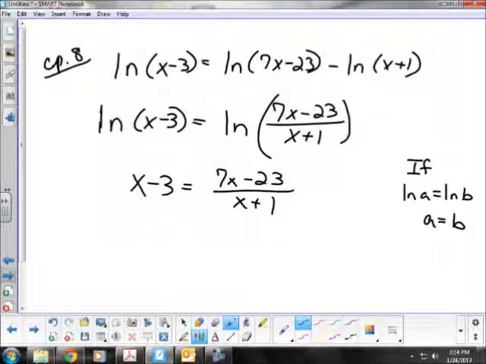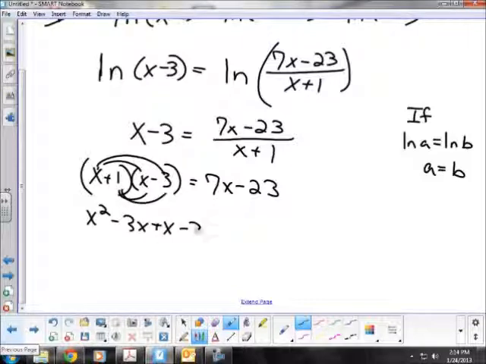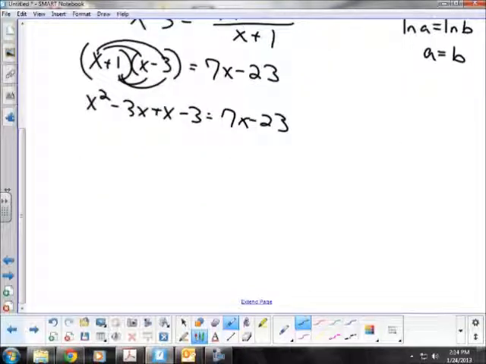Okay? So, like Aaliyah said, if I have this side the fraction, I can always just multiply by the denominator, right? So if I multiply both sides by x plus 1, I get this. And then through FOIL, I'm going to get x squared minus 3x plus x minus 3. So combining like terms, I get x squared minus 2x minus 3 equals 7x minus 23.